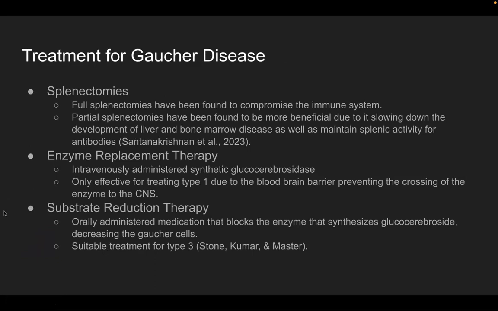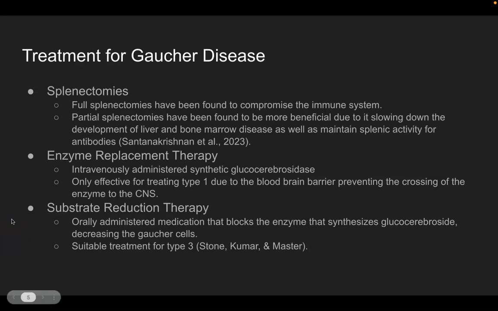Next, we could discuss the treatment for Gaucher disease. Historically, splenectomies were done in cases of Gaucher disease. However, recent studies have shown that partial splenectomies have shown to be more beneficial compared to full splenectomies. Full splenectomies have been shown to lead to compromising the immune system, while partial splenectomies have shown that they keep splenic activity necessary for antibodies while also slowing down the development of liver and bone marrow disease.